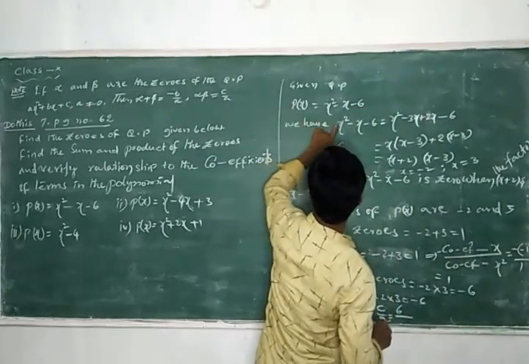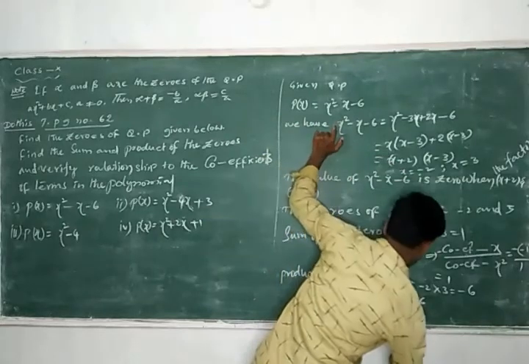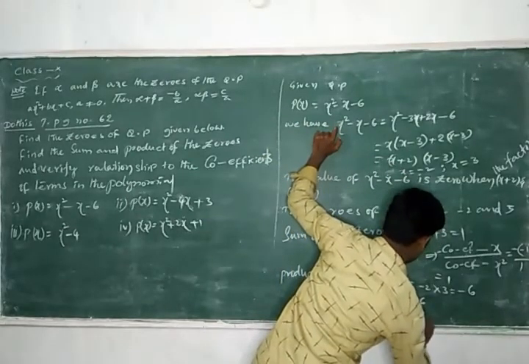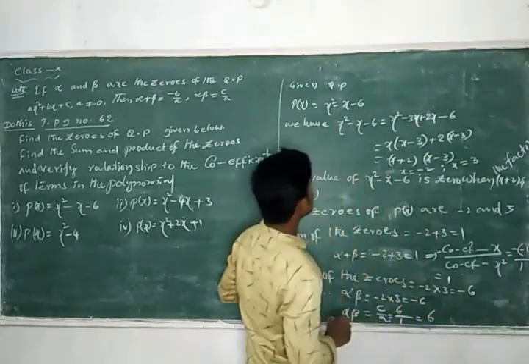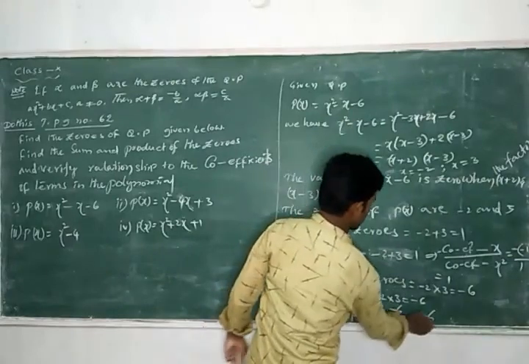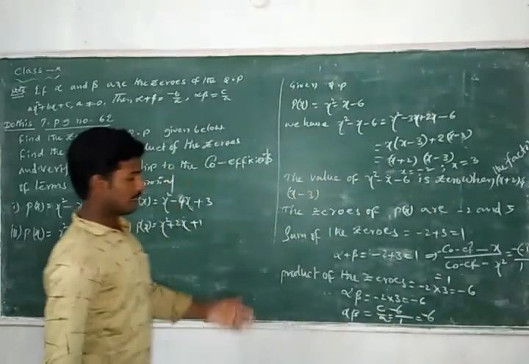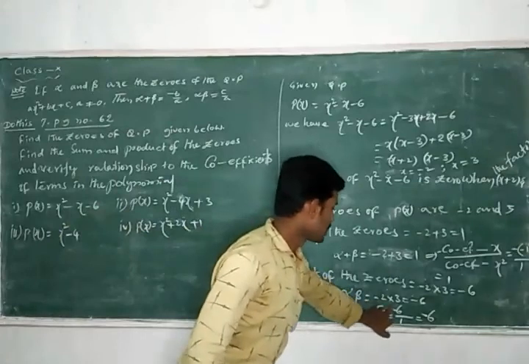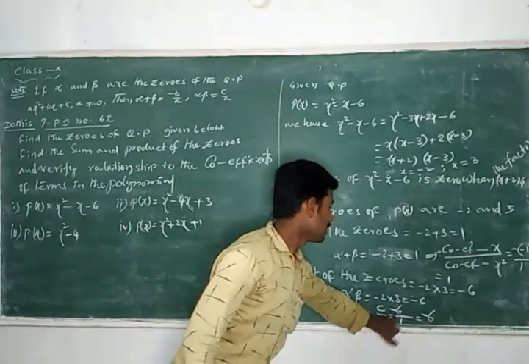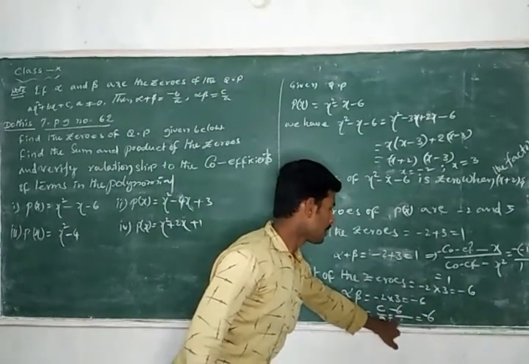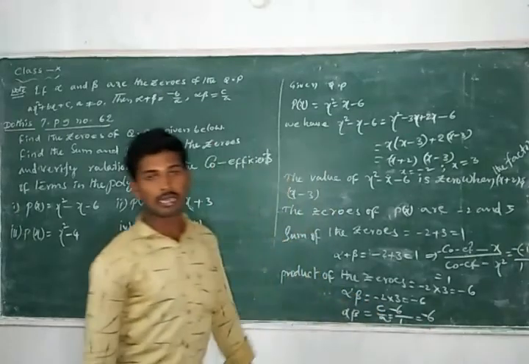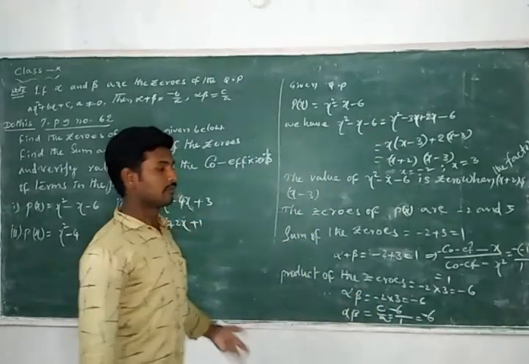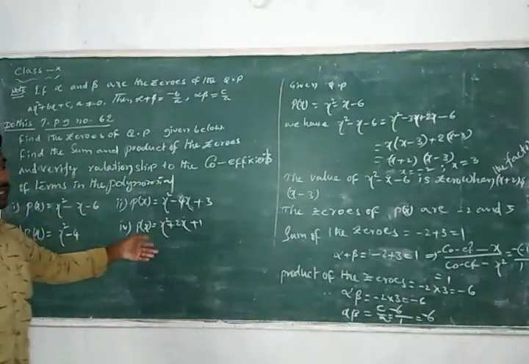a means the x square coefficient. What is the x square coefficient? 1. So the answer becomes minus 6. What is c here? Minus 6. That's it. You can write this as the constant term by the coefficient of x square. That is the relation. Over. So like that, next question.